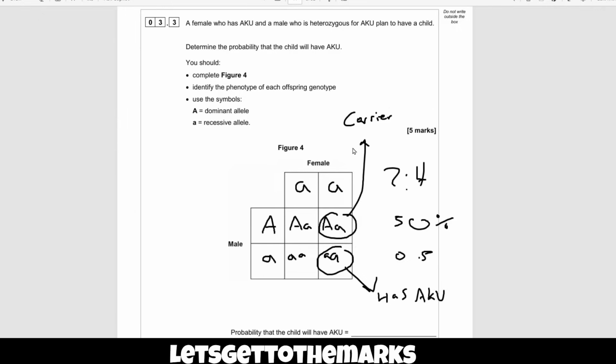Now, what do you get the marks for? You get the marks for working out mum and dad's genotypes. You get the marks for working out the genotypes of the offspring. And then you get the marks for the phenotype, the carrier and the AKU. And then you're going to get the marks for the probability. And there's your 5 fat marks. Boom.